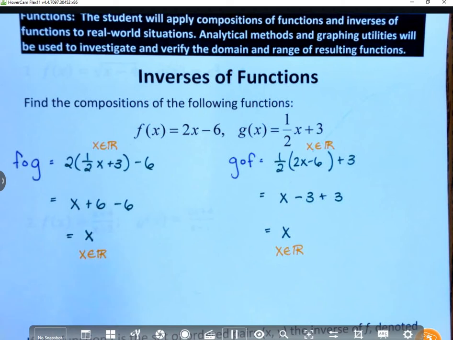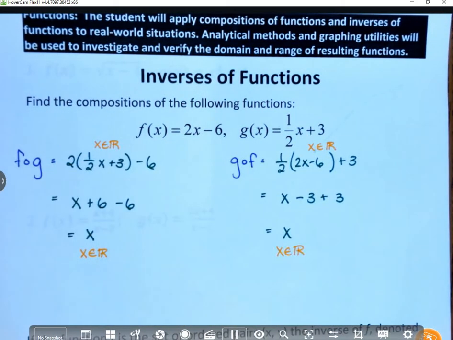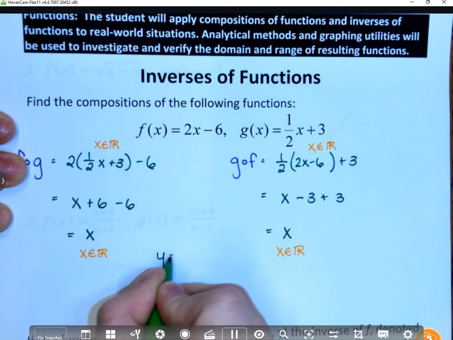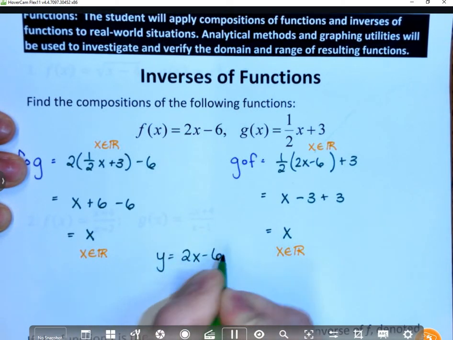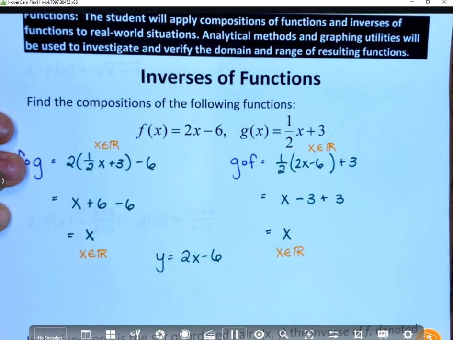That's what an inverse is. How can I find an inverse? Do you guys remember how to find an inverse? Like if I wanted to go from this to this, how could I have done that? If I had started with y equals 2x minus 6, and I wanted to find an inverse, anybody know what to do?